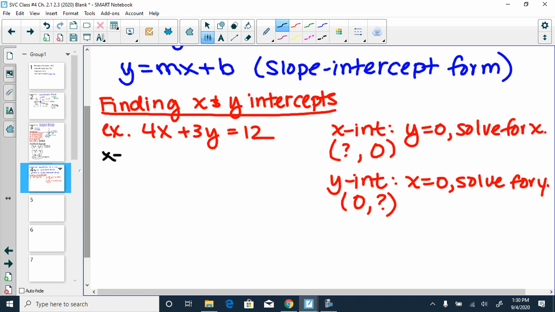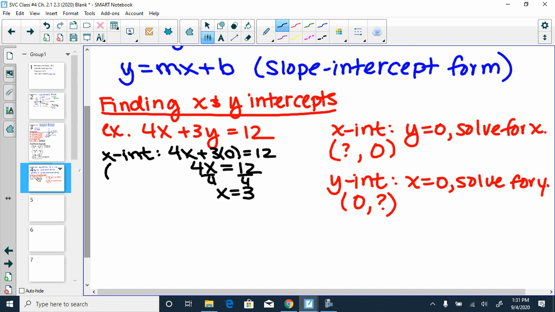In order to find the x-intercept, we need to let y equal 0. So it ends up being 4x plus 3 times 0 equals 12. 3 times 0 is just 0, so you end up with just 4x equals 12. Divide by 4, you get x equals 3. Keep in mind the x and y intercepts are points. When you find them, they are a point. It's not just x equals 3. I didn't solve an equation, I actually found an intercept. I let y equal 0 and x was 3.